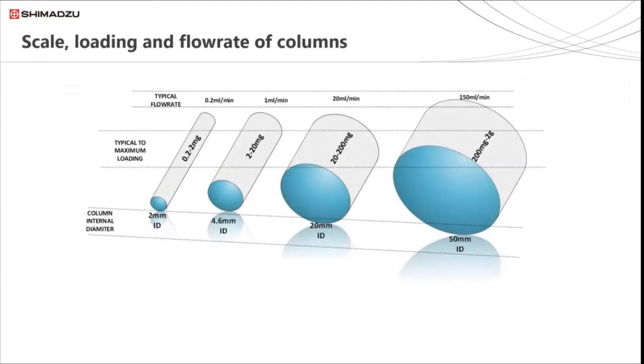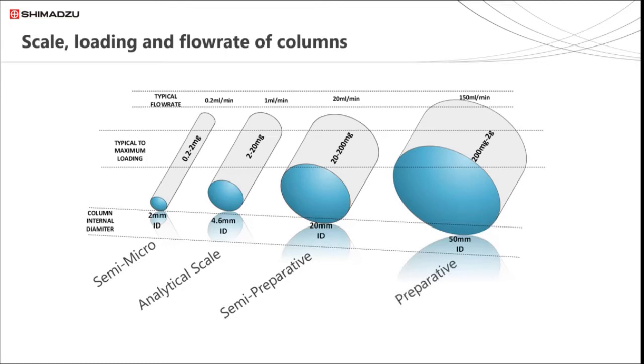If we look at this chart, we can see the general descriptions for different LC column sizes. Down at low flow rates, we have narrow 2 mm ID columns, sometimes referred to as semi-microscale. Then around 4.6 mm ID columns at analytical scale, 20 mm ID columns at semi-preparative scale, and lastly 50mm ID columns of flow rates of up to 150 millilitres per minute of preparative scale.